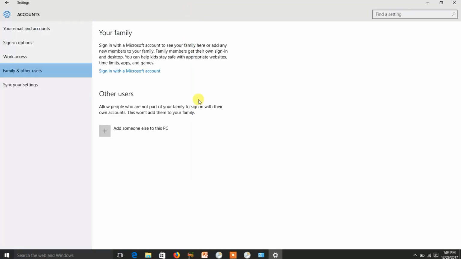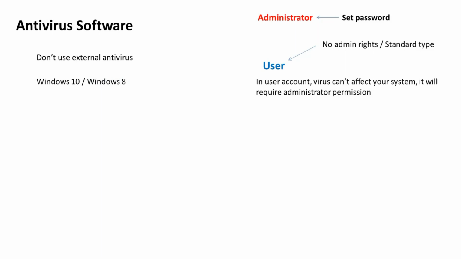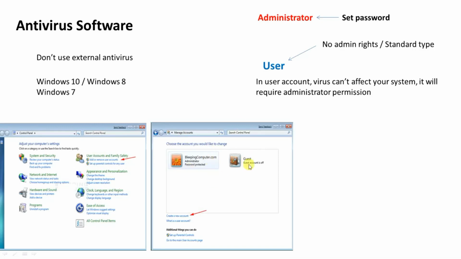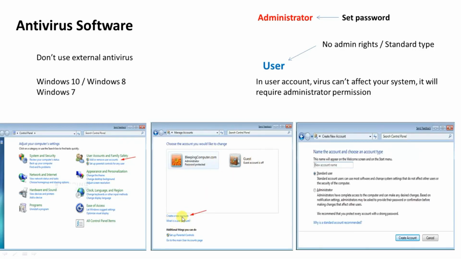Now if you are using Windows 7, then how will you do that? Simply open control panel in Windows 7, click on add or remove user accounts. Then this type of window will be opened. Click on create a new account. Check standard user, enter the name here and create the account. That's enough.